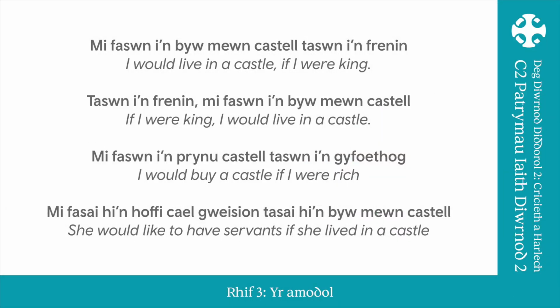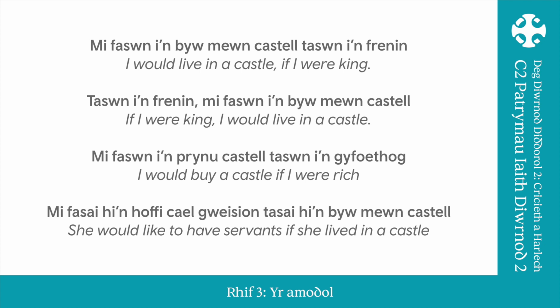Very often there is a second half to the conditional sentence, the part containing the if, the condition. Mi faswn i'n byw mewn castell, taswn i'n frenin. I would live in a castle if I were king. Notice that these two halves can go in either order. Taswn i'n frenin, mi faswn i'n byw mewn castell. If I were king, I would live in a castle.